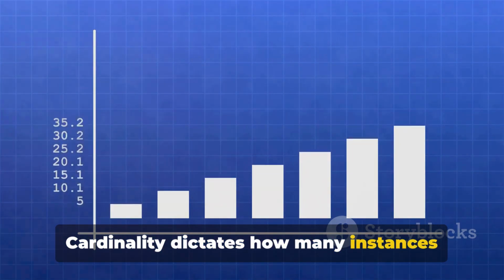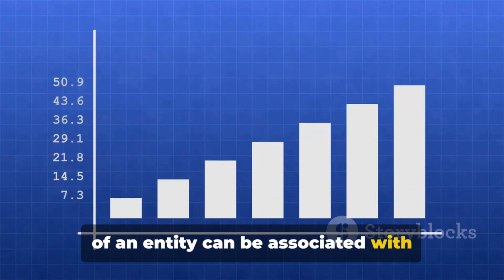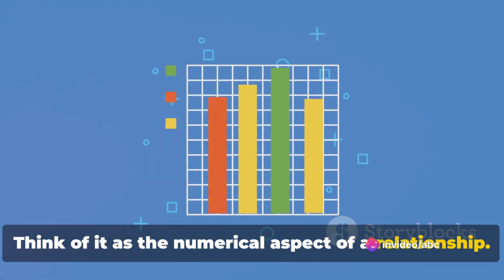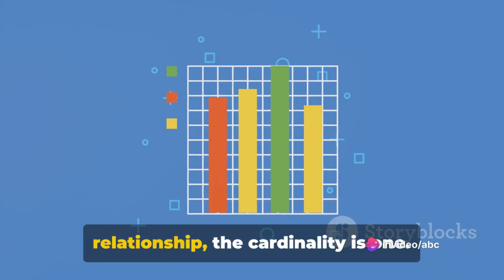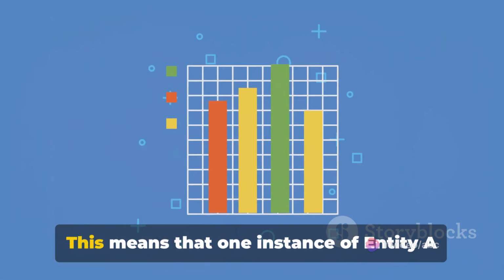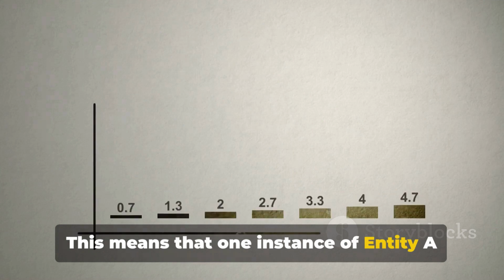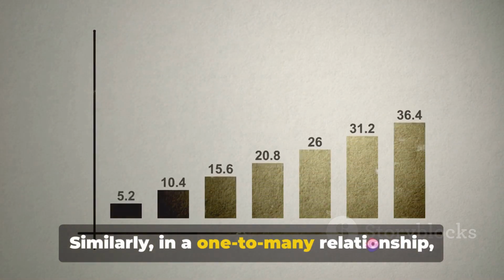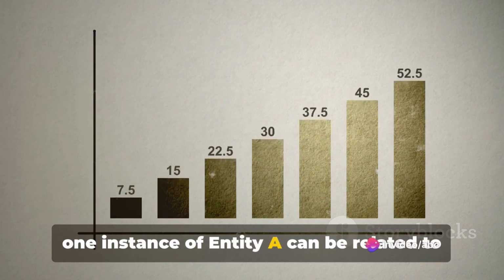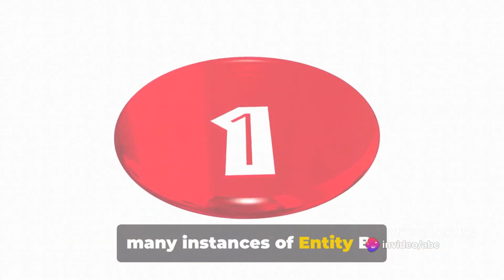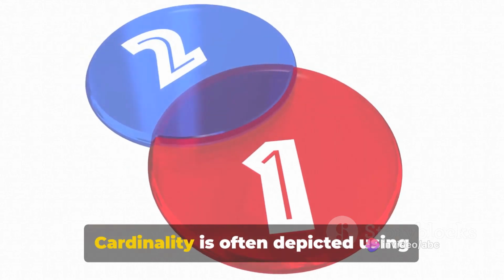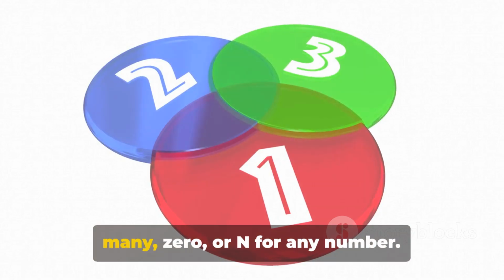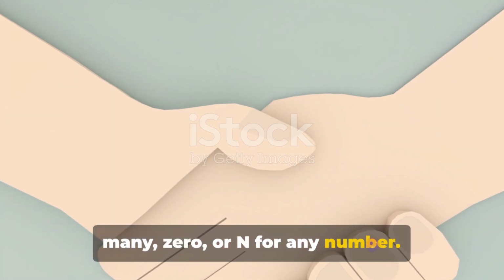Cardinality dictates how many instances of an entity can be associated with instances of another entity. Think of it as the numerical aspect of a relationship. For instance, in a one-to-one relationship, the cardinality is 1. This means that one instance of entity A is related to one instance of entity B. Similarly, in a one-to-many relationship, one instance of entity A can be related to many instances of entity B. Cardinality is often depicted using cardinality indicators such as 1, M for many, 0, or N for any number.